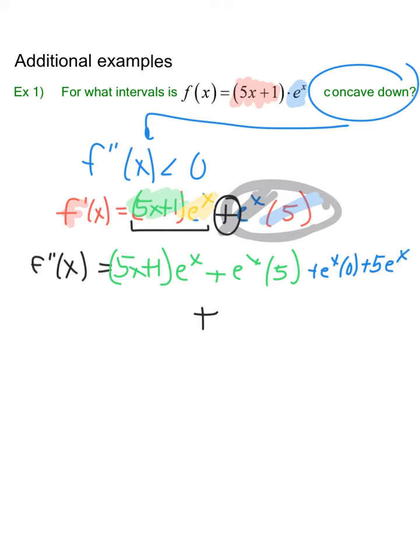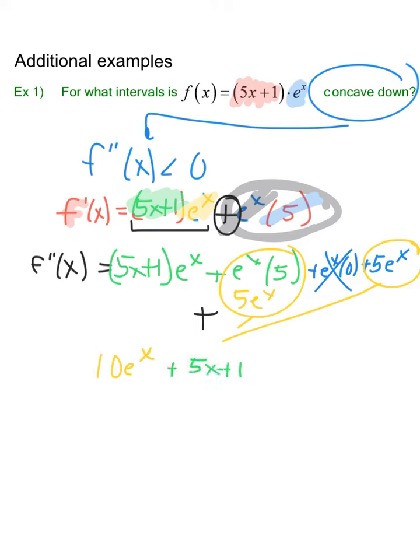Now I'm just going to collect some like terms. I have 5 e to the x's here, and then I have 5 more e to the x's there, so in total that's 10 e to the x's. And we know that 0 times anything is 0. And then we have this other part here, the positive 5x plus 1 times e to the x. Continuing to simplify, both of these terms have a common factor of e to the x, so our second derivative will pull out that e to the x. We'd be left with 10 plus 5x plus 1.